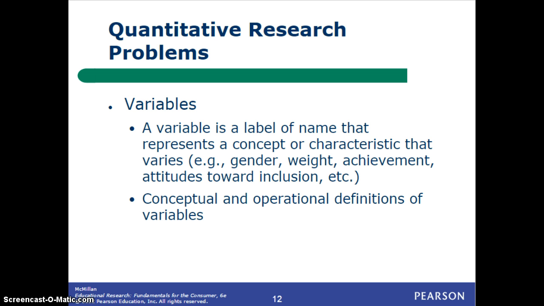One thing that we do want to address in MRP1 are variables. A variable is simply a label or a name that represents a concept or a characteristic that varies. It's something that we can measure. As I'll address at the end of this video today, I want to make sure that we're not getting too caught up in trying to list out every possible variable at this point. I want you to think very broadly in terms of what you could measure to help address your research problem and answer your research question.